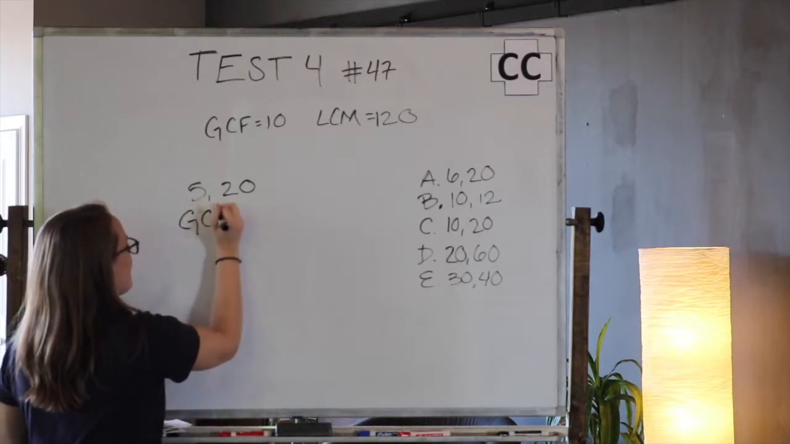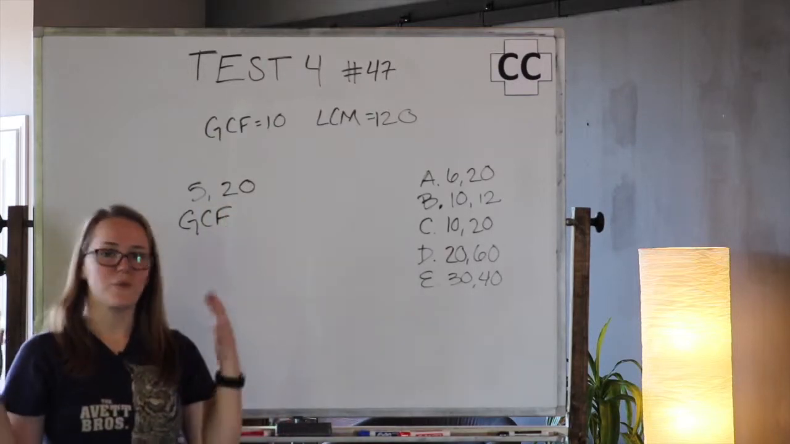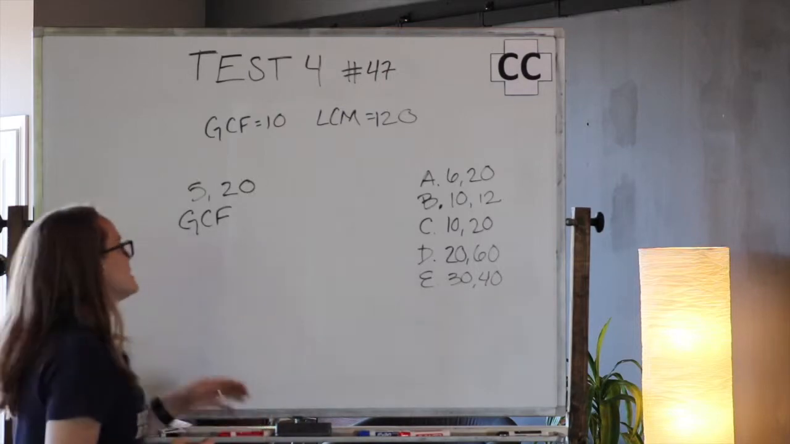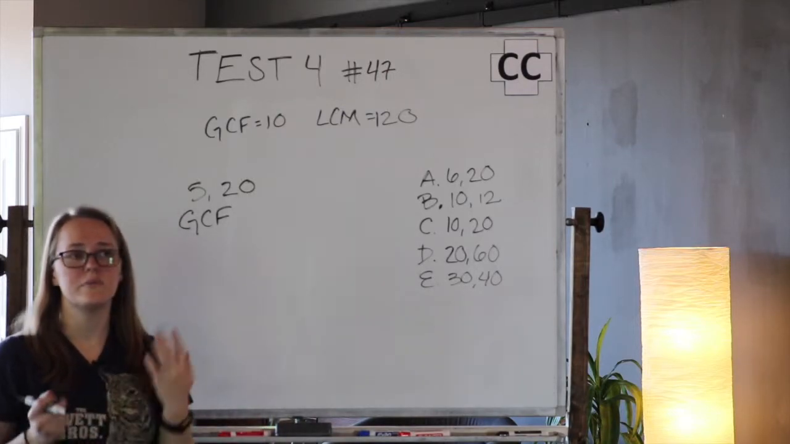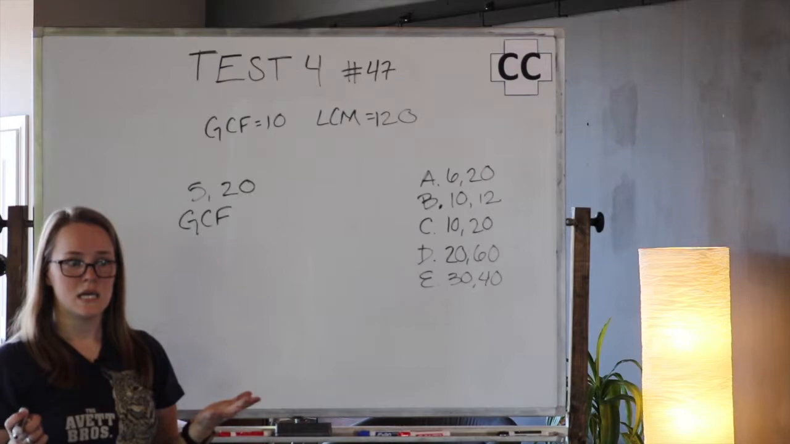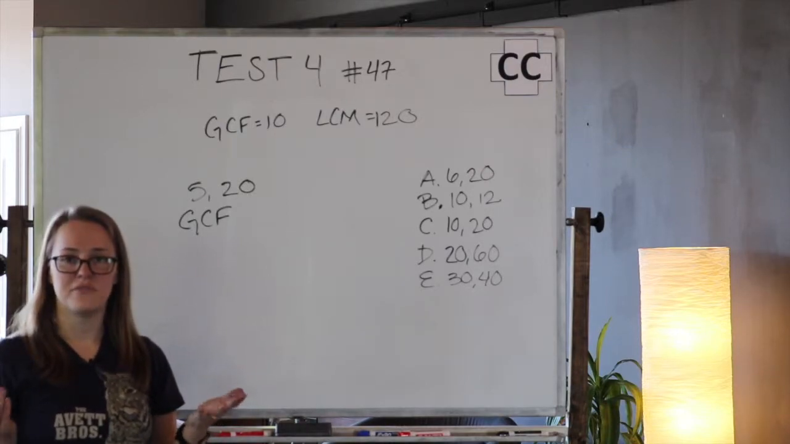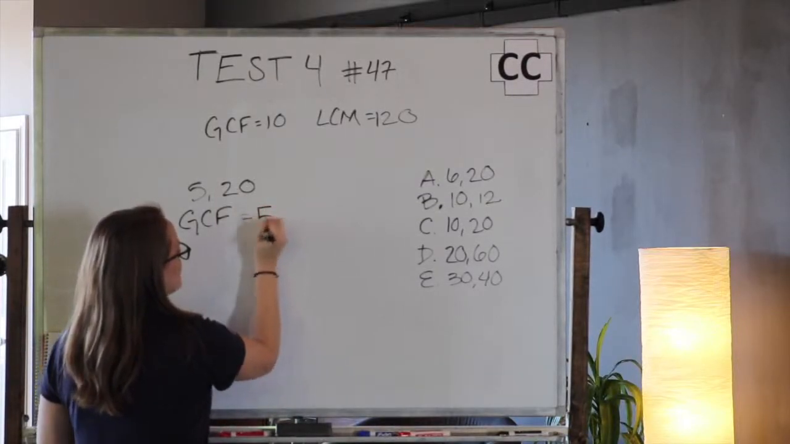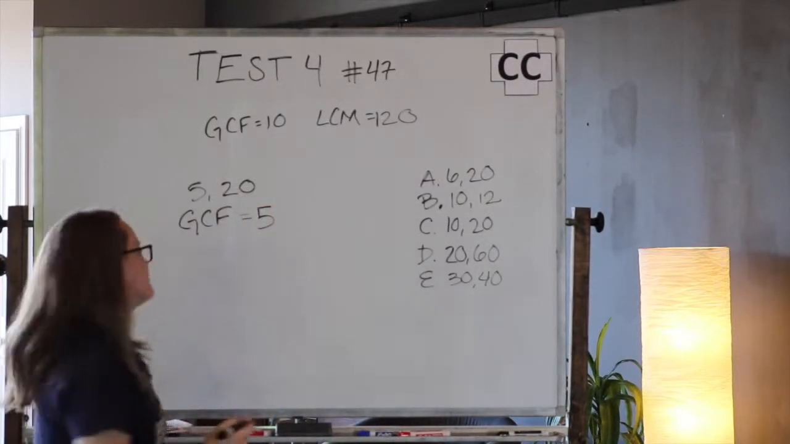So the greatest common factor is the largest or greatest number that both of these can be divided by. So in the case of 5 and 20, they could both be divided by 1, and they could both be divided by 5, and that's it. So the greatest common factor is going to be 5. That's the largest number they can both be divided by.